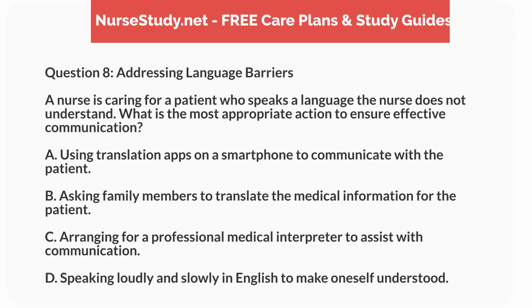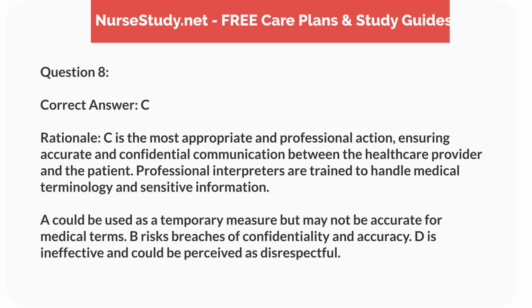B. Asking family members to translate the medical information for the patient. C. Arranging for a professional medical interpreter to assist with communication. D. Speaking loudly and slowly in English to make oneself understood. Correct answer, C. Rationale: C is the most appropriate and professional action, ensuring accurate and confidential communication between the healthcare provider and the patient. Professional interpreters are trained to handle medical terminology and sensitive information.